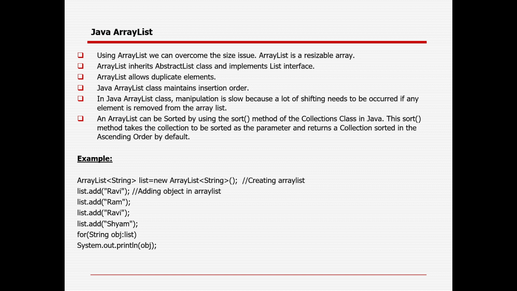ArrayList inherits the AbstractList class and implements the List interface. ArrayList allows duplicate elements. The Java ArrayList class maintains insertion order. In the ArrayList class, manipulation is slow because a lot of shifting needs to occur if any element is removed from the ArrayList. There is also a sort method available, with the help of which you can sort the data.